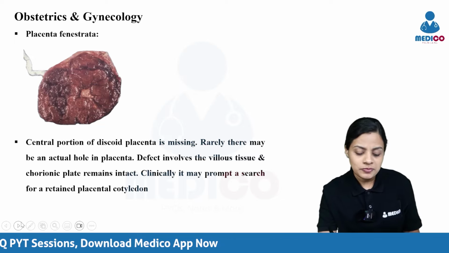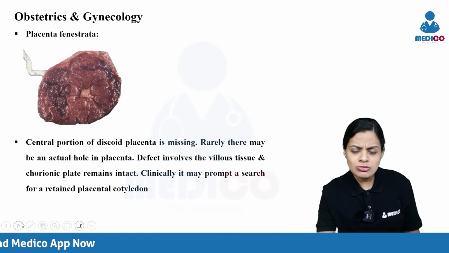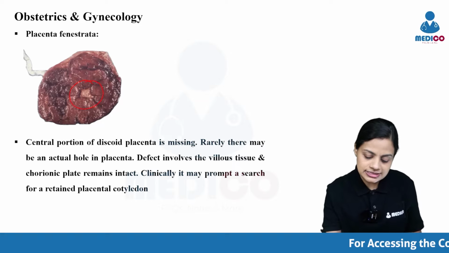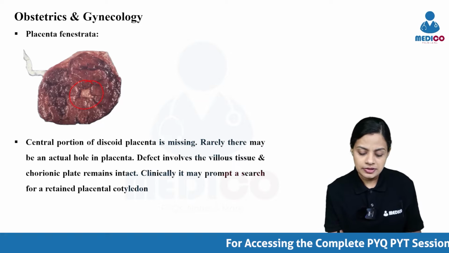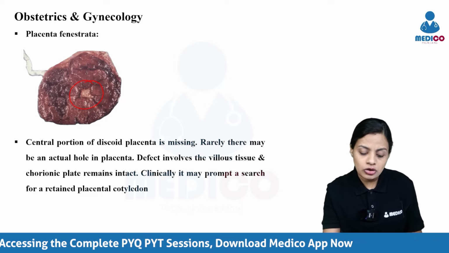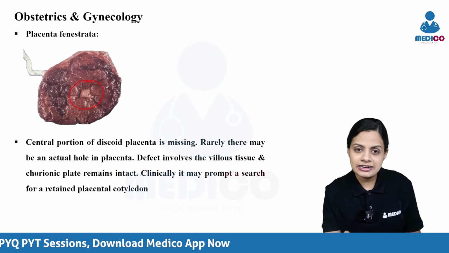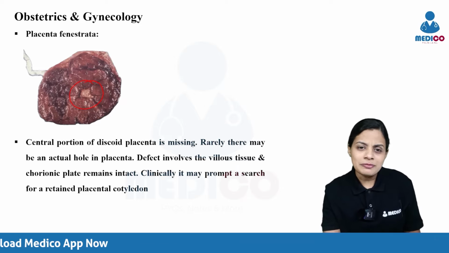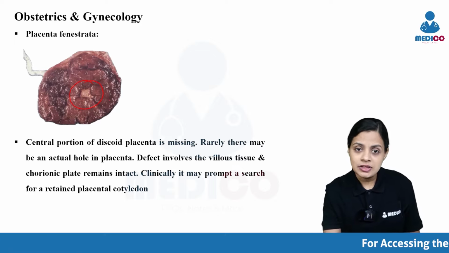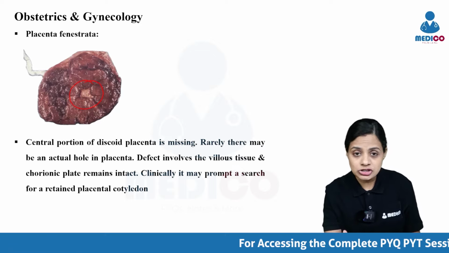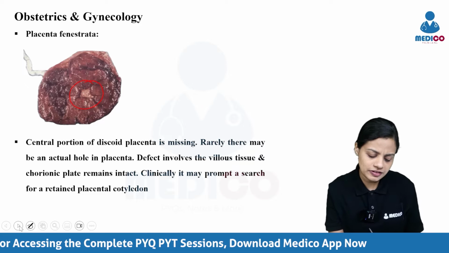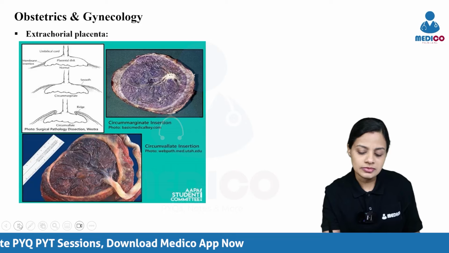This is the third one. You see, it is almost normal. What the problem is, see here, the central portion is missing. This defect can involve the villus tissue while the chorionic plate remains intact. What is the problem here? The placenta is delivered out. You look at the cotyledons, you find something is missing. Now, this might prompt a search for a missing cotyledon. Other than that, not many problems with the fenestrated placenta.